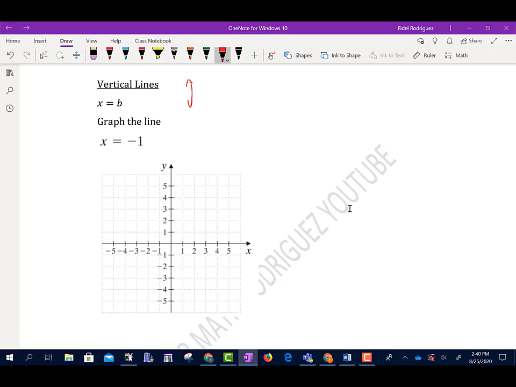Now, vertical lines are lines that go up and down, right? Okay, so if I were to say, okay, let's graph the line x equals negative 1. So if I were to go right here and put that point there, and I would ask you, what are the coordinates of that point? We would say, well, negative 1 and 0.